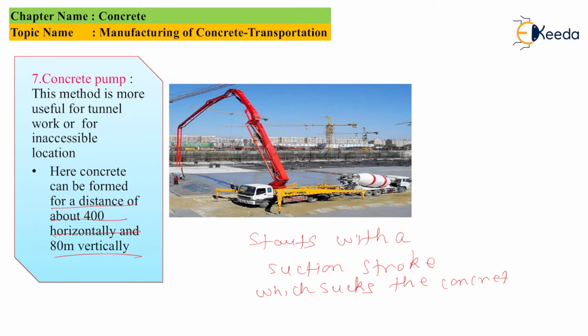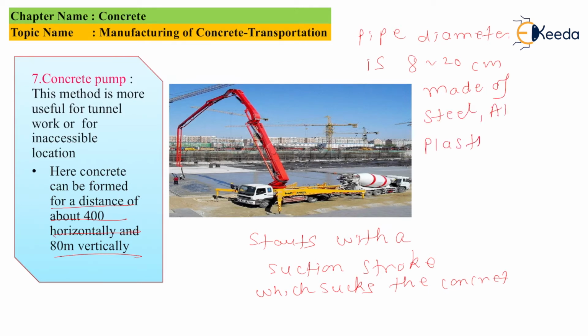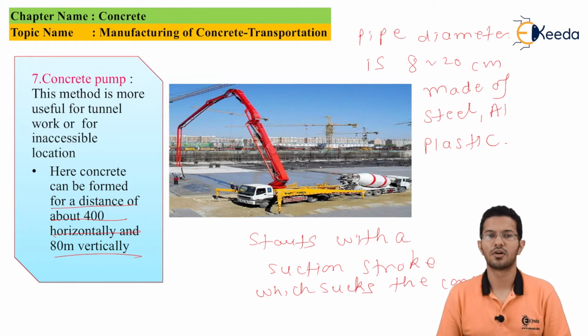The pipe diameter is generally 8 to 20 cm, and it is made of steel, plastic or aluminum. The workability for pumped concrete should have a minimum of 40 to 100 mm of slump or 0.9 to 0.95 compacting factor. At the delivery point, the workability may be reduced by 25% due to compaction, and this factor should be kept in mind while designing the mix.